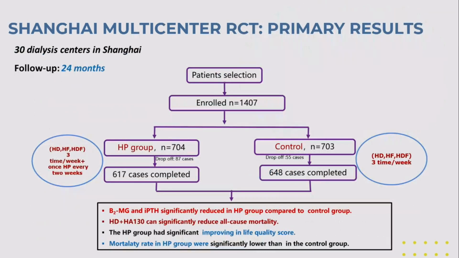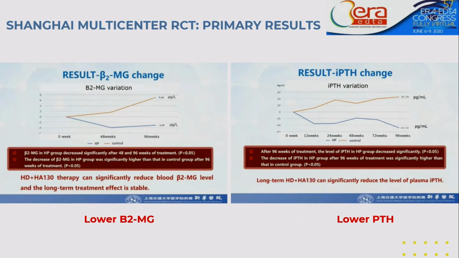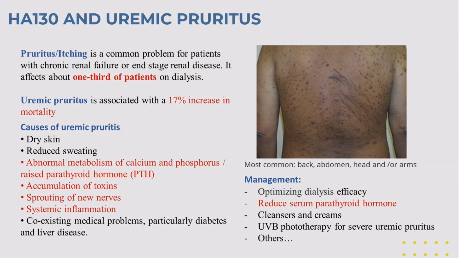When this Shanghai paper came out, they coupled, so we are not talking about stopping hemodialysis. We are trying to couple dialysis with the added benefits of hemadsorption. On this side you can see HD, HF, and once in 2 weeks one hemadsorption, and this is standard therapy. You can see lower beta-2 microglobulin, lower parathyroid hormones, and lesser pruritus. I got this picture just to show you that those scars are not because of any disease. It is because the patient is itching so hard that he is inflicting injury to his back.